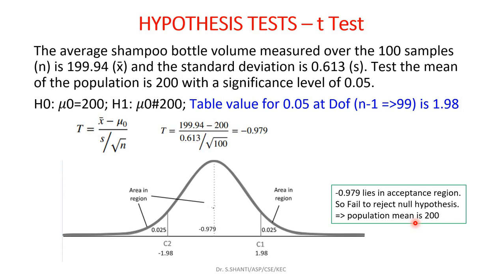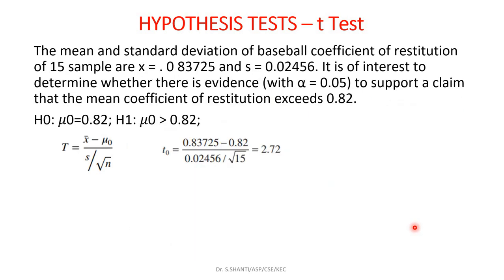Okay. We will see one more example. The sample mean of the baseball coefficient of restitution for 15 samples is 0.83725 and the standard deviation is 0.02456. It is of interest to determine whether there is evidence, with alpha equal to 0.05, to support a claim that the mean coefficient of restitution exceeds 0.82.